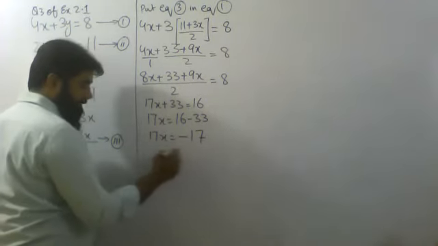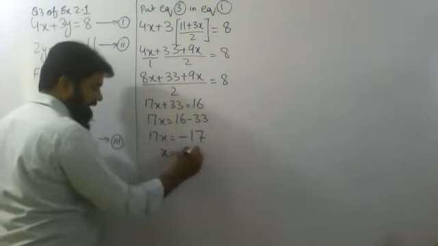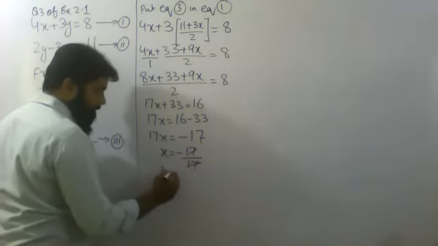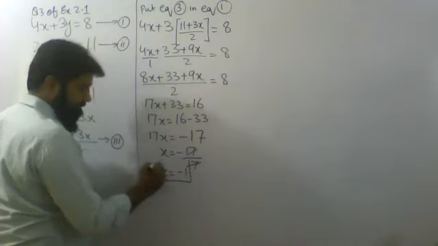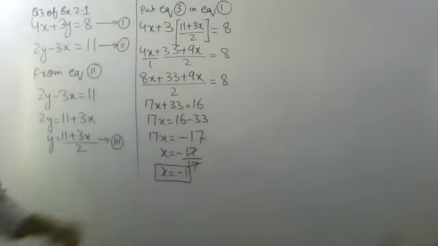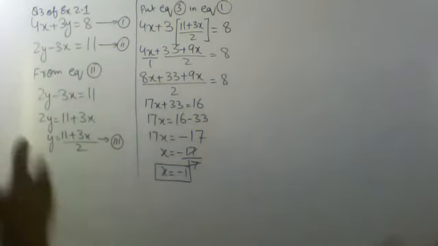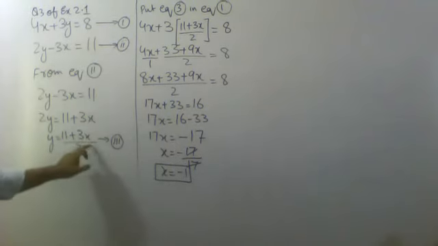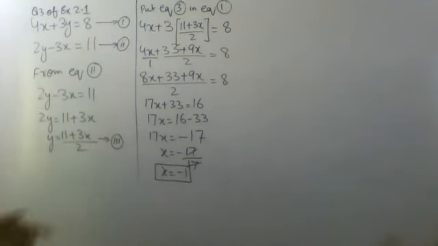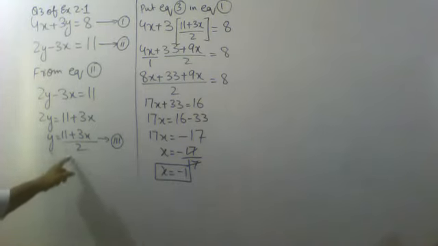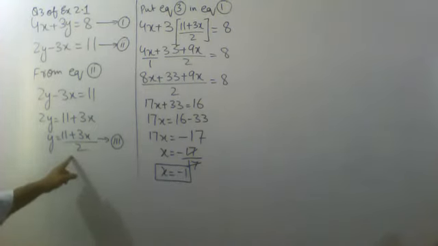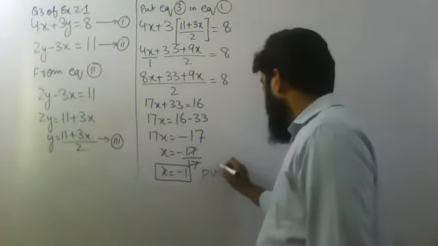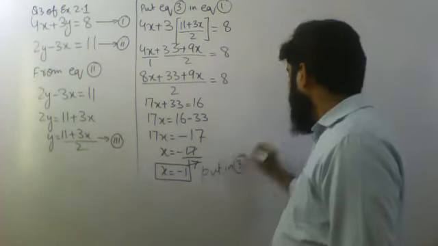17 is being multiplied. When I shift it over here, minus 17 divided by 17, x equals to minus 1. Now the value of x, which is minus 1, you can plug it anywhere, your choice, either in equation number 1 or in equation 2 or in equation 3. But I always prefer equation number 3 because it is already in y subject form. So put in 3.